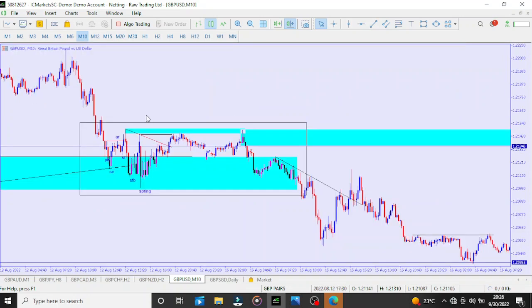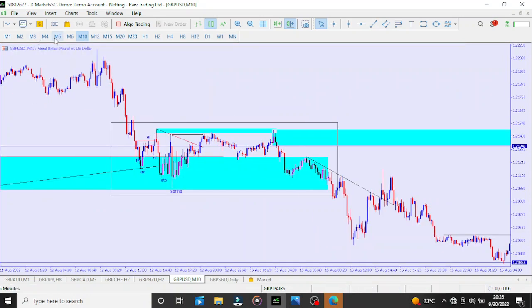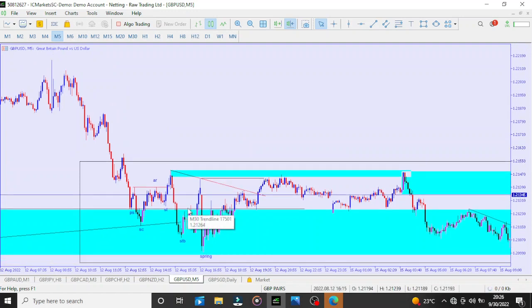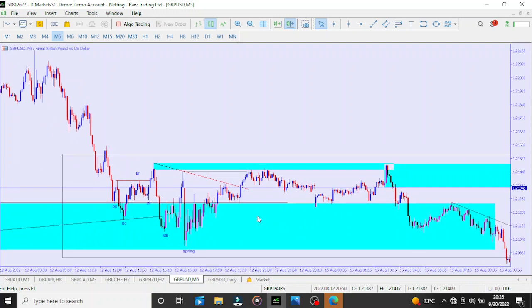And I watched the price as it approached this point of interest and it accumulated nicely. But later on, it started to create upside liquidity, but it respected this supply.